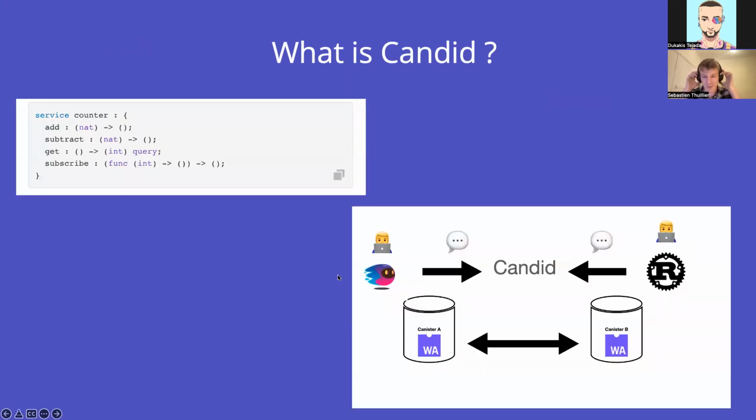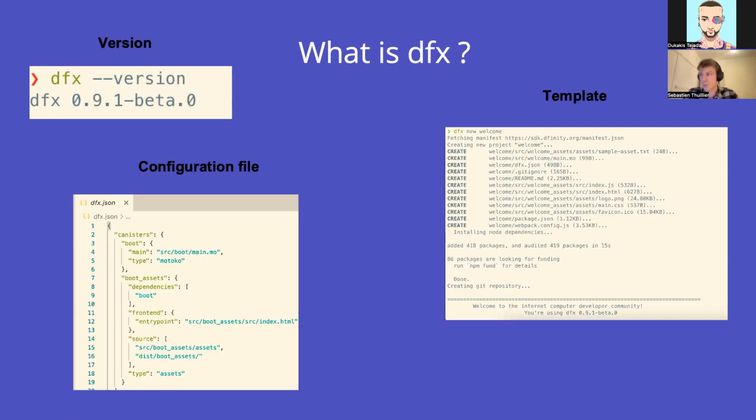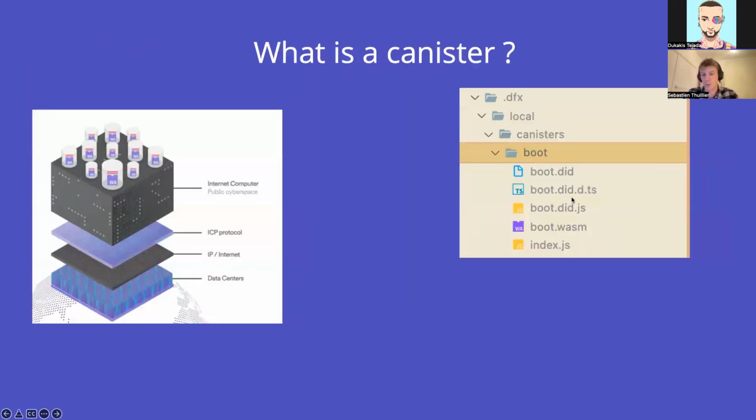Okay, so what is Candid? You're going to hear about Candid. It's an important topic. If we go back to this picture, the one on the right, you can see that we have 3 files with an extension .did. And those files are Candid files. So the first one, the .did, is the pure Candid. The .d.ts is a transcription of the Candid file to a language called TypeScript. And the last one is a transcription of the Candid file to JavaScript.